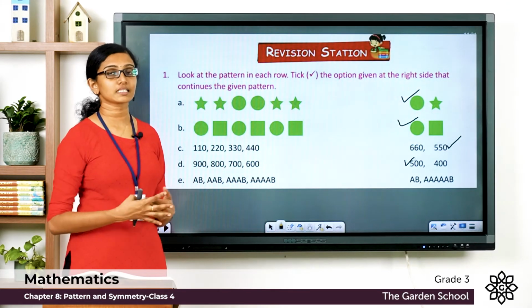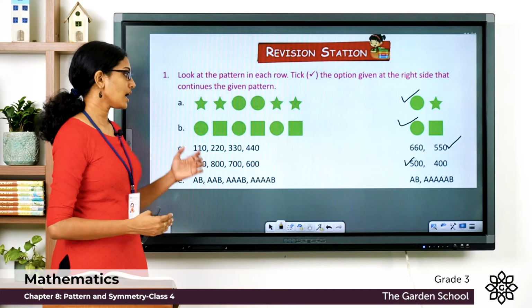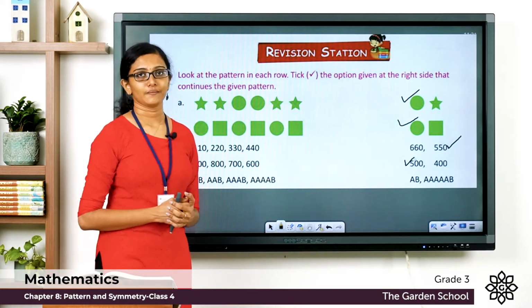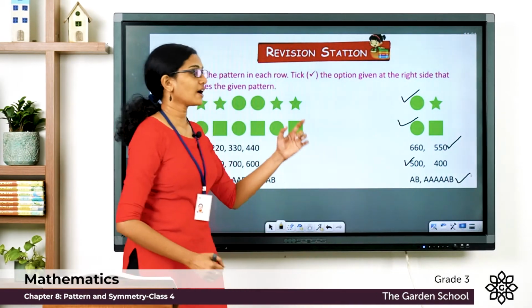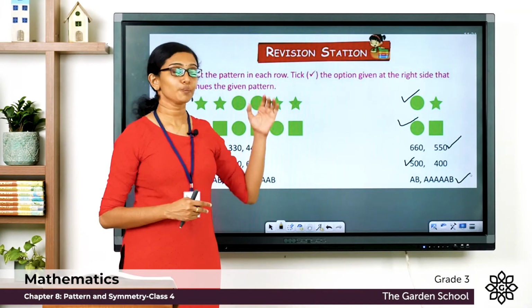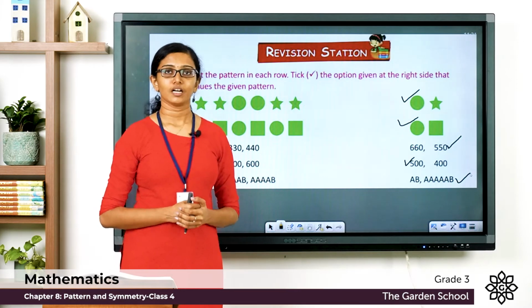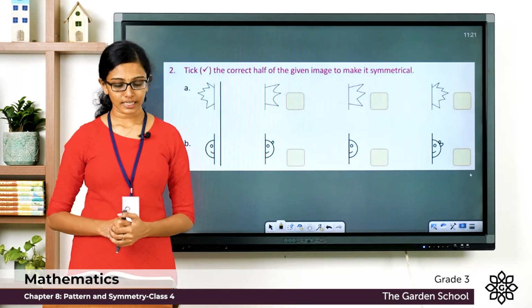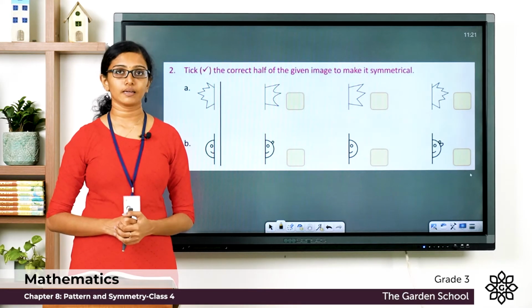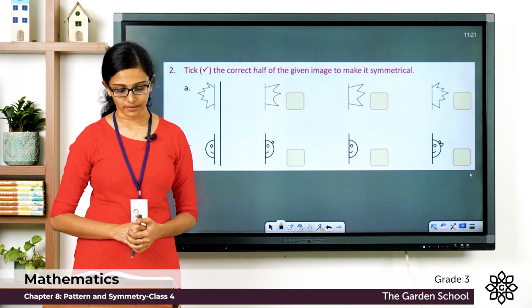So what would be the next in the sequence? It would be 5 A's and a B. So which is the correct option? The second one from the choices, 5 A's and a B. I hope you got all the answers correct. Now let's move on to the next question. Question number 2. Take the correct half of the given image to make it symmetrical.